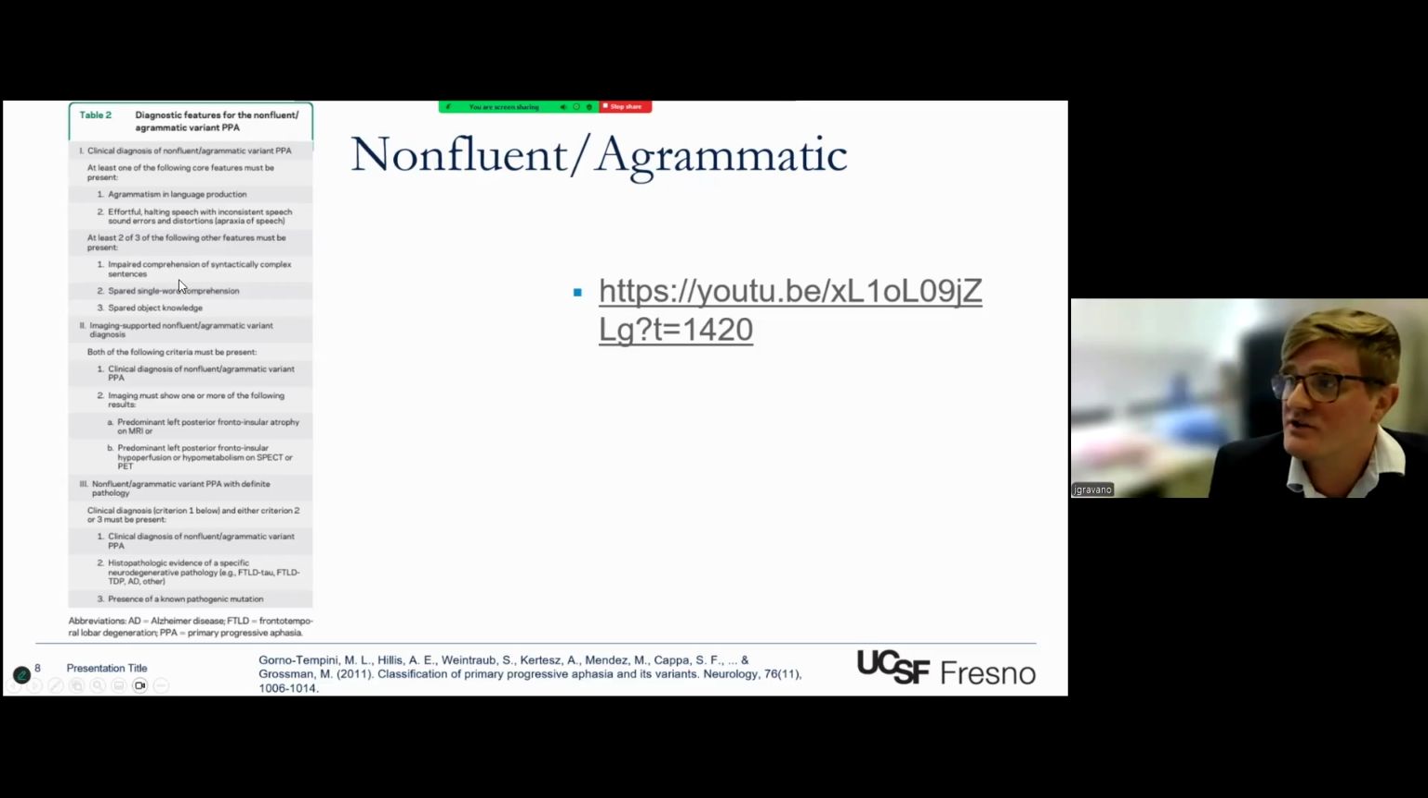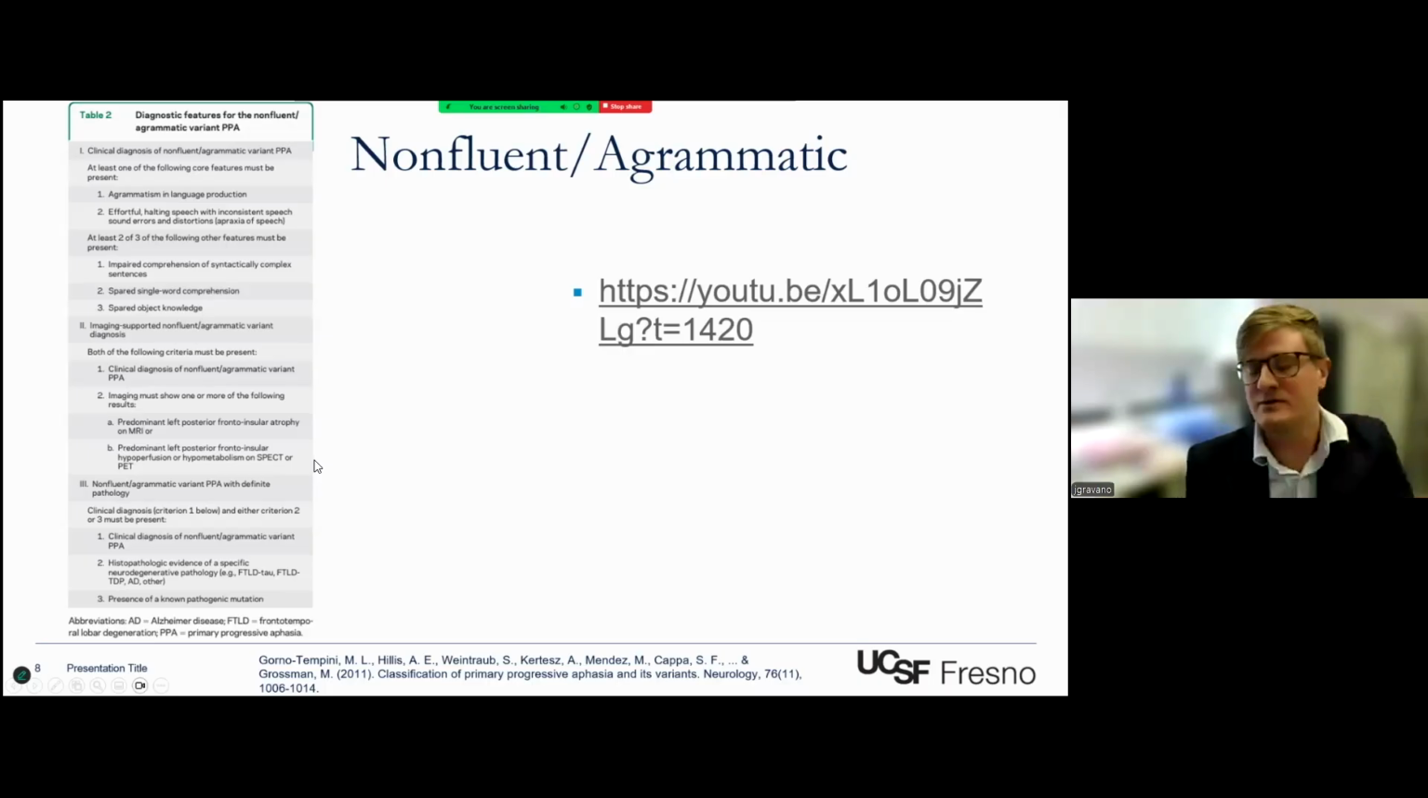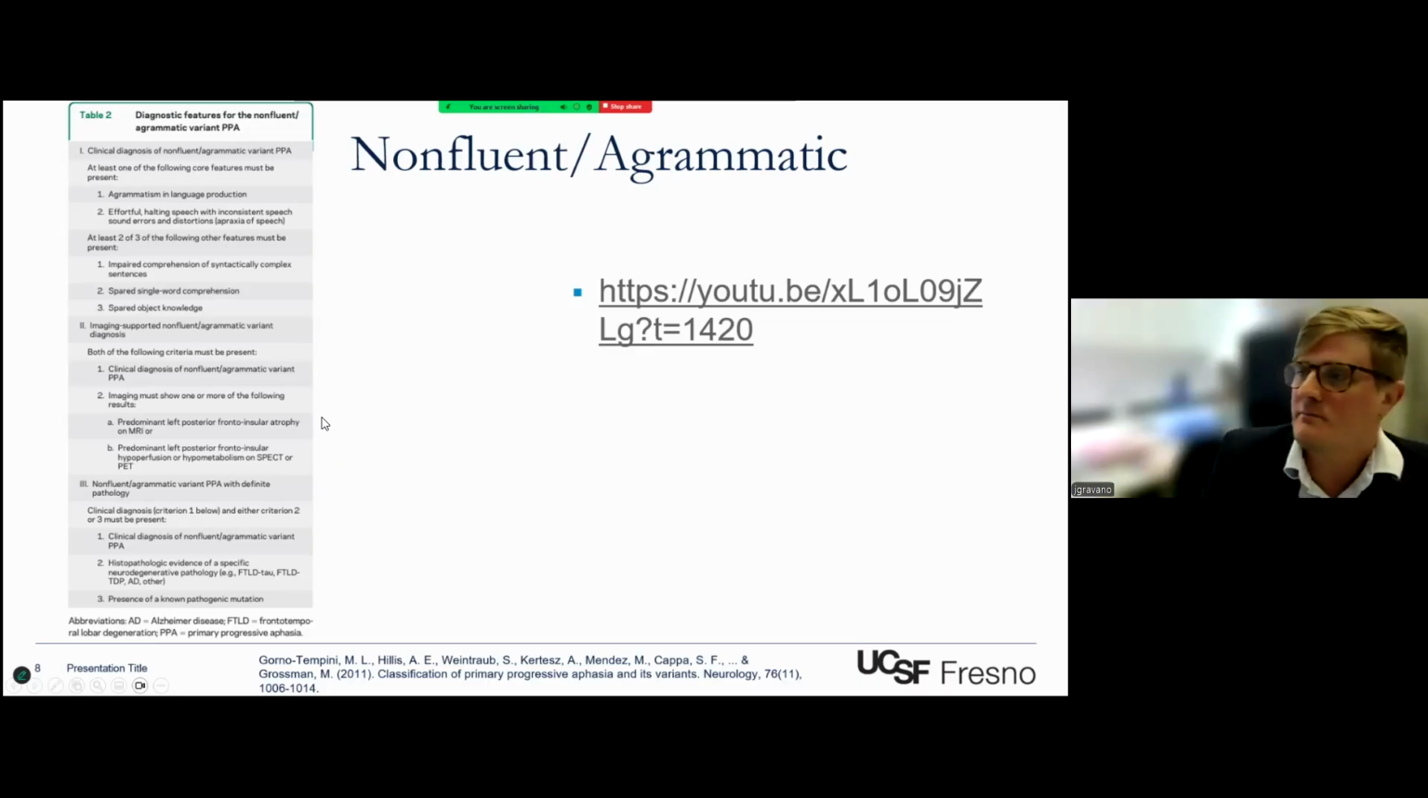So we have impaired comprehension of syntax at length, so complex syntax, and that probably relates a bit to the grammar associations here. Spared single word comprehension, so this differentiates it from other syndromes, and spared object knowledge. Again, these two primarily differentiate it from the semantic variant. And so the imaging we talked briefly about highlights some of the diagnostic frameworks used in research primarily for coming up with this diagnosis.